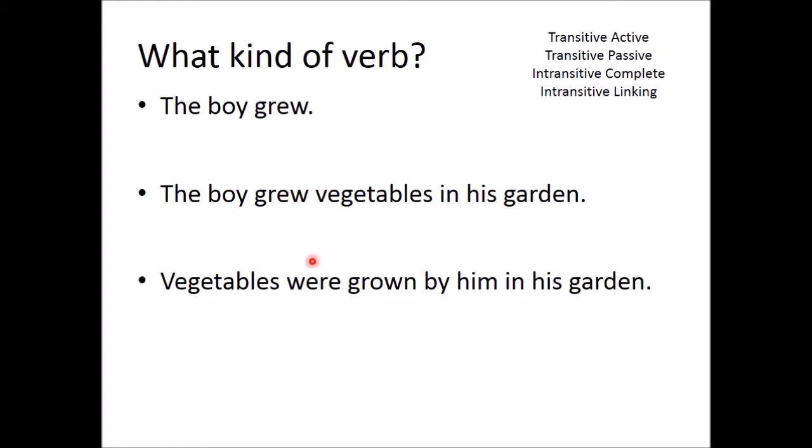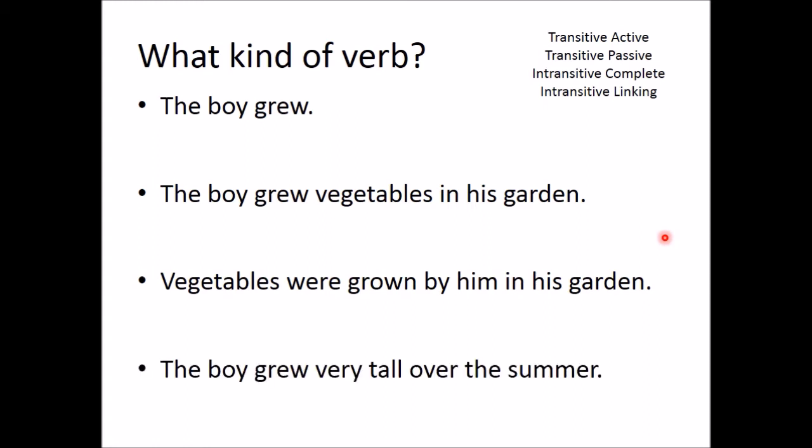Here's a third sentence. Vegetables were grown by him in his garden. There is another form of the word grow, were grown. What kind of verb is that? And here's our last one. The boy grew very tall over the summer. There's the word grew again. Now what kind of verb is that?